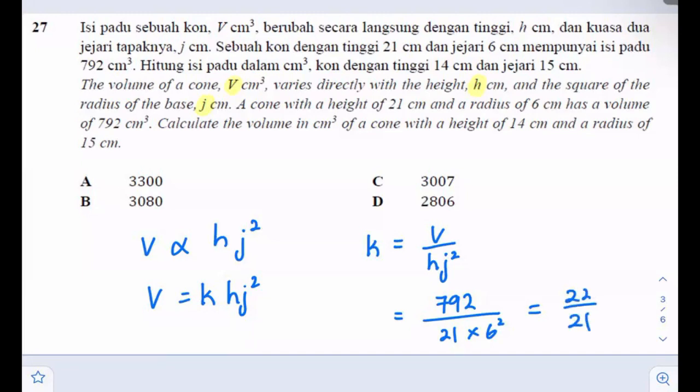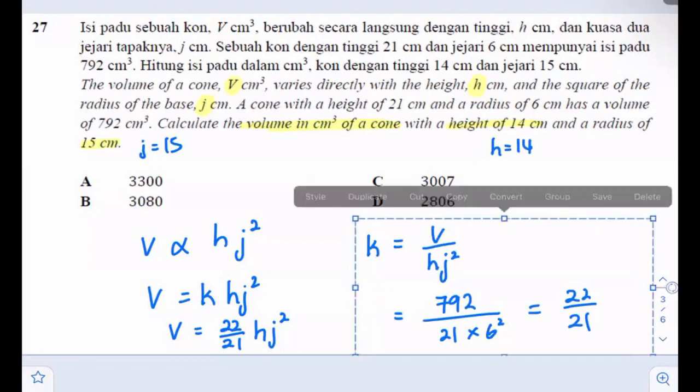So now we know the value of k. We can put it into the equation. V equal to 22 over 21 times h j squared. Now we need to calculate the volume of a cone with a height of 14 and a radius of 15. So it's when your h equal to 14 and j equal to 15. So let's do the calculation.